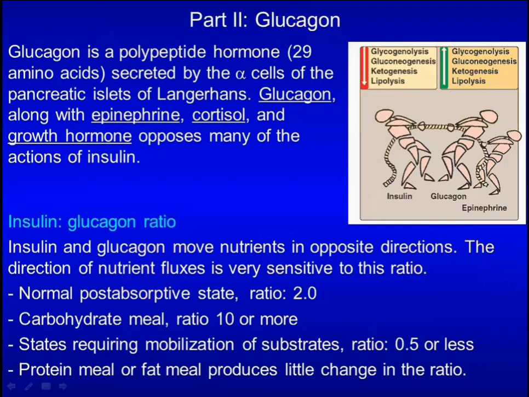In a normal post-absorptive state, this ratio is around 2. After a carbohydrate meal, this ratio rises to 10 or more. During starvation, this ratio drops to 0.5 or less. A protein or fat meal does not change this ratio significantly.